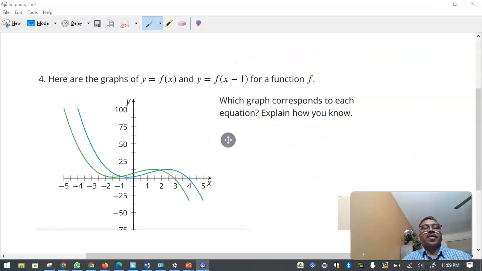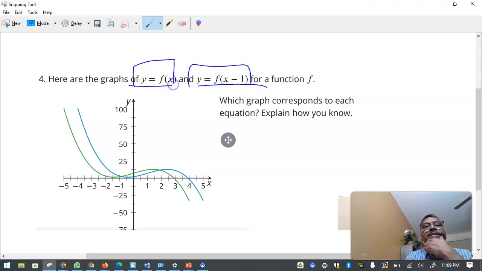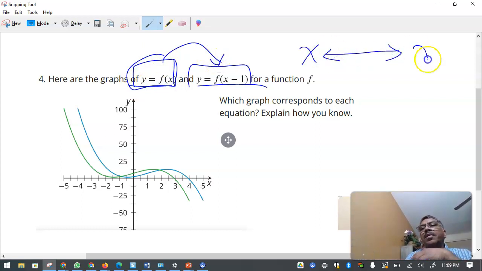So if you see in this case, there are two graphs. One is the green color and one is the blue color. Now which one is blue and which one is green? That's the question here. When you look at it, this is the main graph, so f of x. And if you see the second one, in place of x, the input is x minus 1.